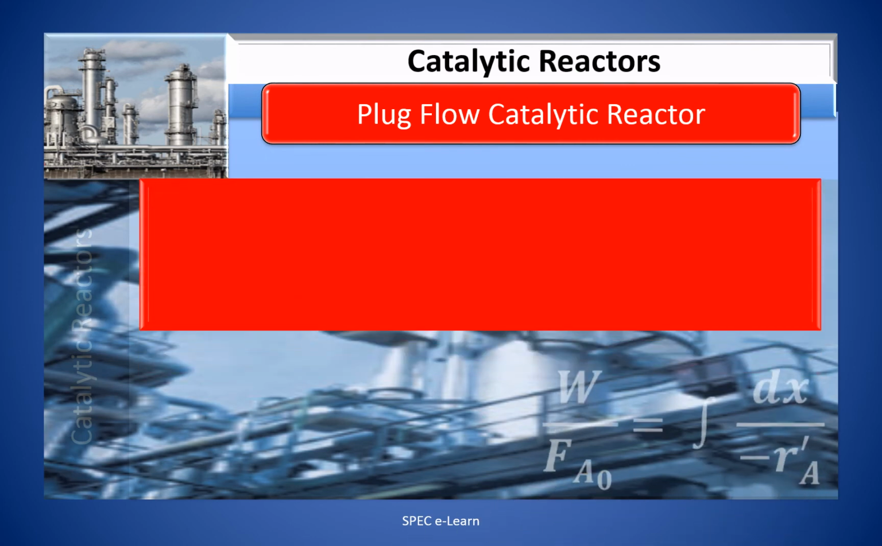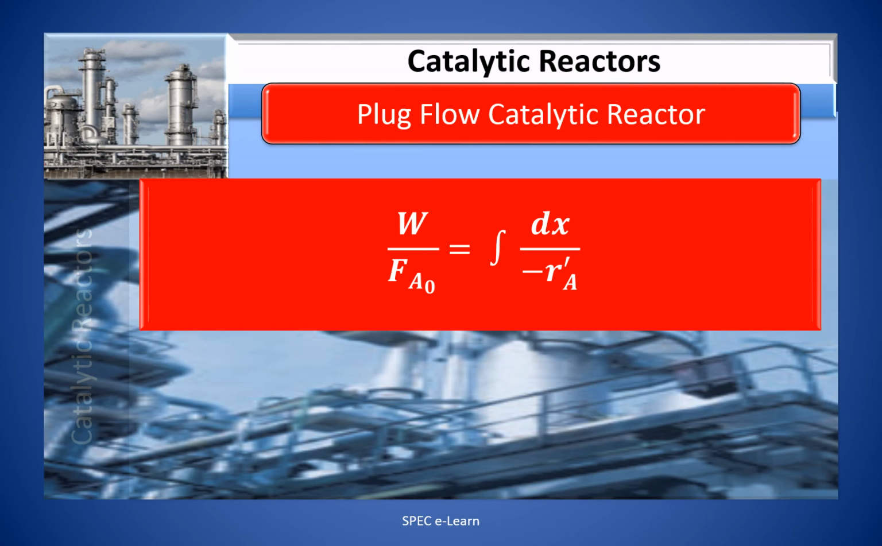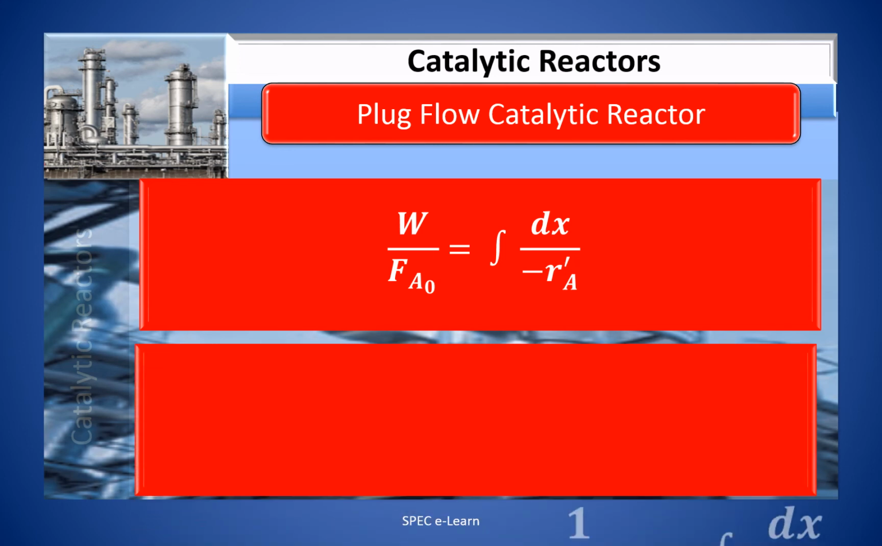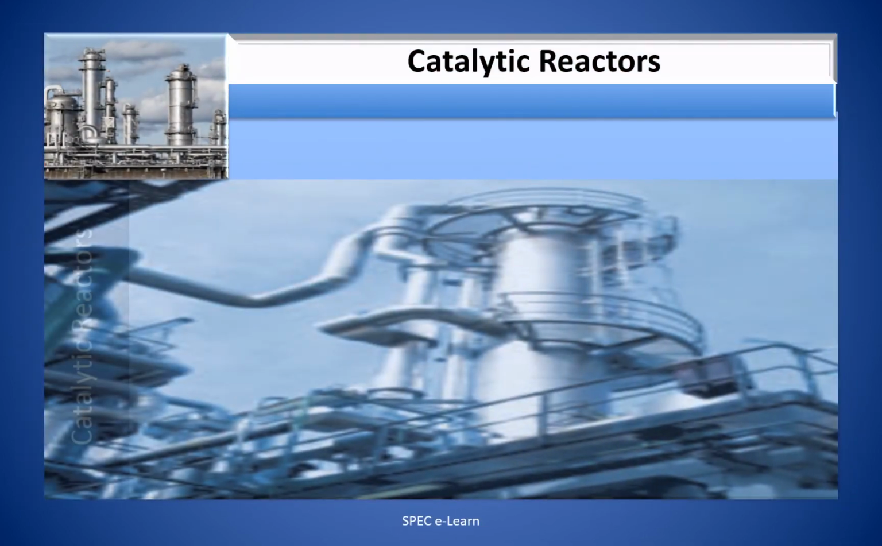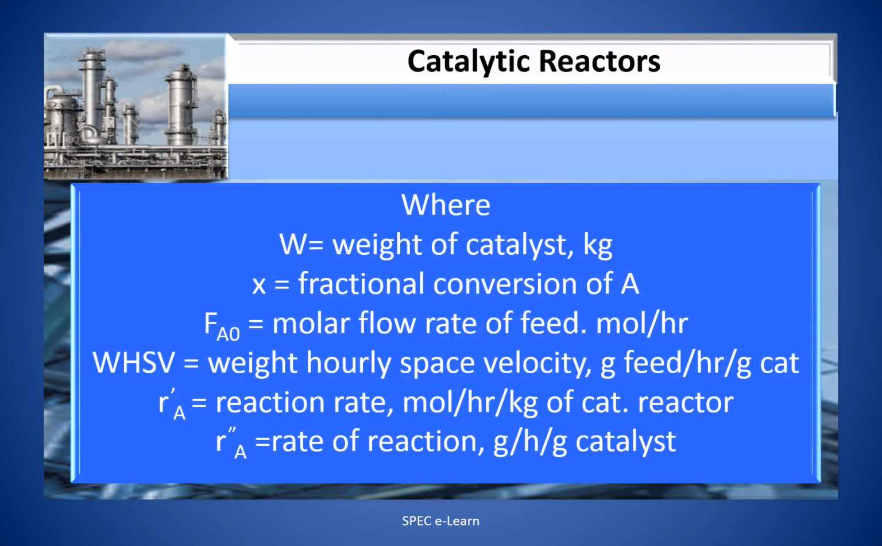So the design equation for the catalytic plug flow reactor is W by FA0 equals integral of dx by minus r dash A. It can also be expressed in terms of weight hourly space velocity: 1 by WHSV equals integral of dx by minus r double dash A. Where W is the weight of catalyst, X is the fractional conversion of A, FA0 is the molar flow rate of feed in moles per hour, WHSV is the weight hourly space velocity in gram feed per hour per gram of catalyst, r dash A is the reaction rate in moles per hour per kg of catalyst, and r double dash A is the rate of reaction in gram per hour per gram of catalyst.